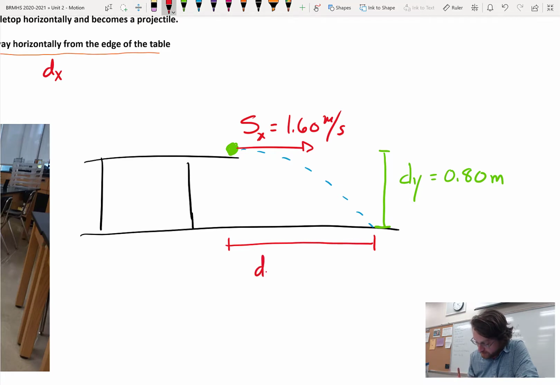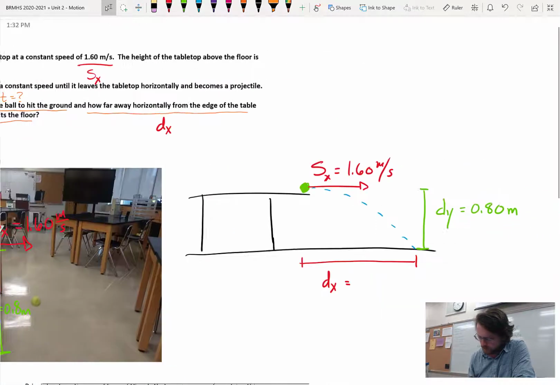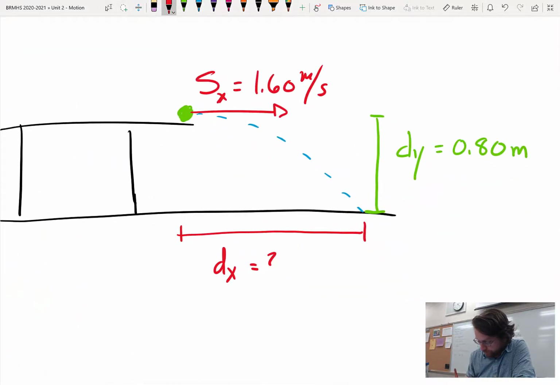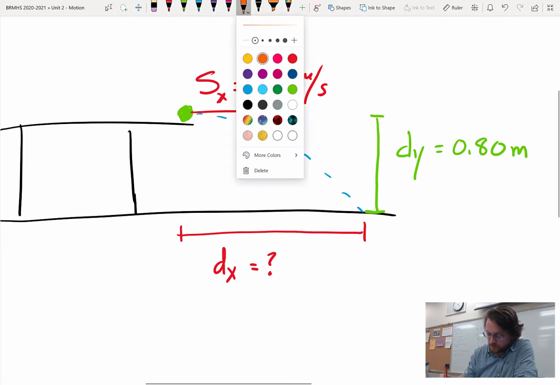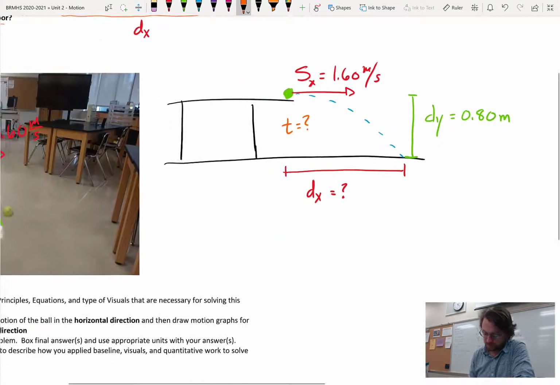I'm going to call it d with the little x there. Remember the x and the y, those are just there to remind me of one distance being horizontal in red, dx, and one distance being vertical in green, or dy. So dx I don't know, but I'm asked to find out how far away from the table does it land. dy I know, the speed in the x direction I know, and the time I don't know. So remember, it asks us to find the time it spends in the air and how far it travels. So time is unknown. So I need to figure both of those things out.